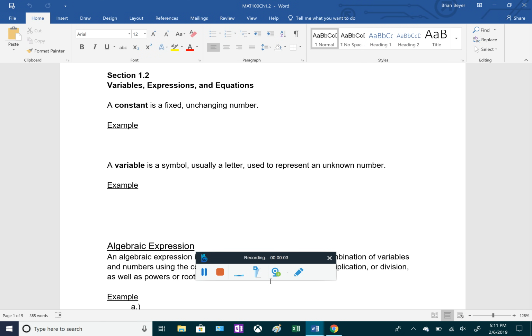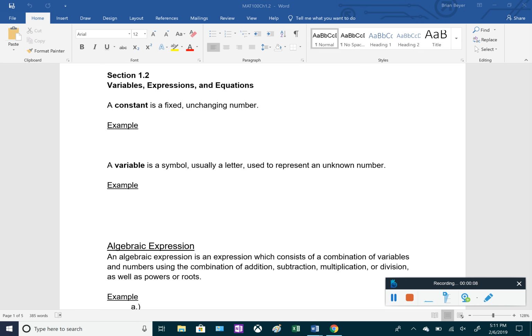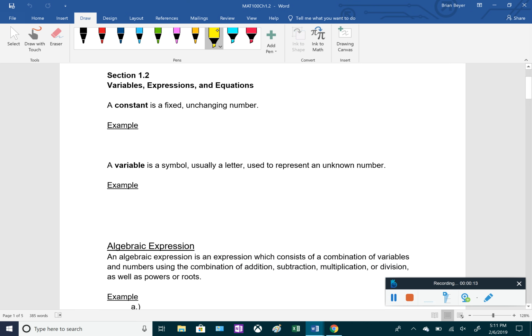Section 1.2 is going to be variables, expressions, and equations. So we'll start off with a couple definitions here. The first definition is going to be a constant. A constant is just a fixed or unchanging number. Some examples would be just normal numbers like 5 3/4, 8 1/2, 10.8, and so on. Those are constants. They're just fixed numbers. They're never changing. They always mean the same thing.